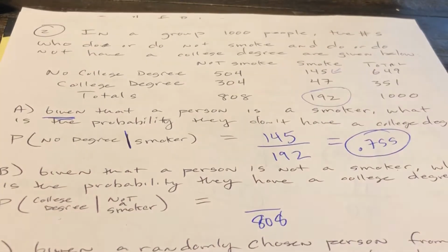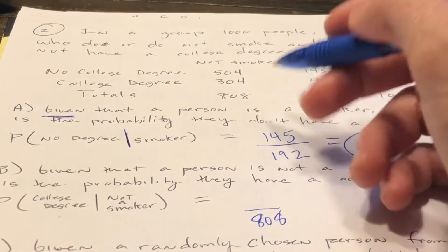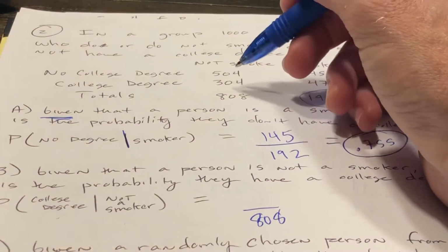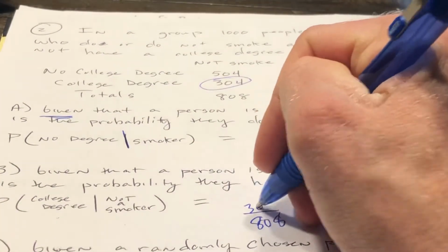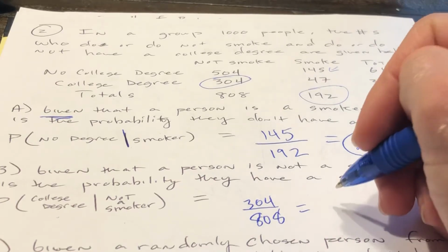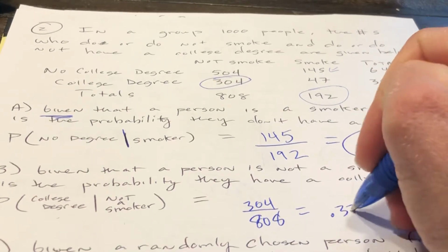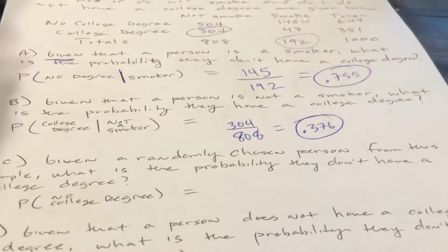Find that denominator. So I want the intersection. That's going to be a part of my formula later. The intersection of not smoking and college degree. That's 304 out of 808. It is 0.376. Again, we always round probabilities to 3 decimals. All right, take a look at C.